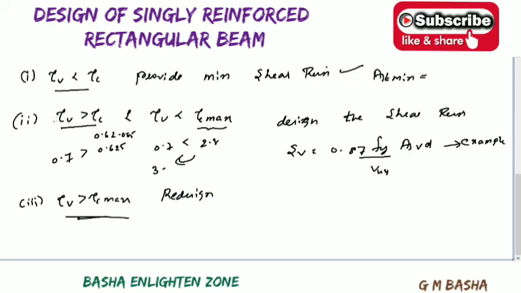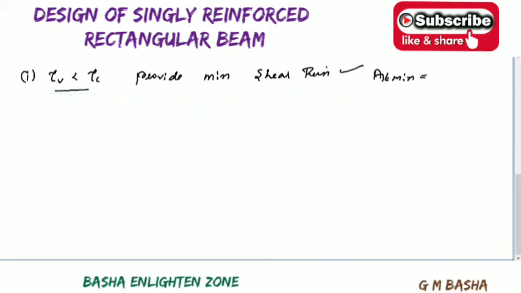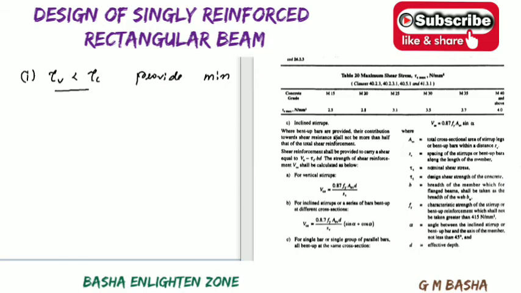So please remember these 3 conditions before going to the shear reinforcement design. So our condition satisfied the first one, that is tau v less than tau c. So we have to provide the minimum shear reinforcement. So according to our class, we are providing minimum shear reinforcement, which is in the code book, that is page number 48.